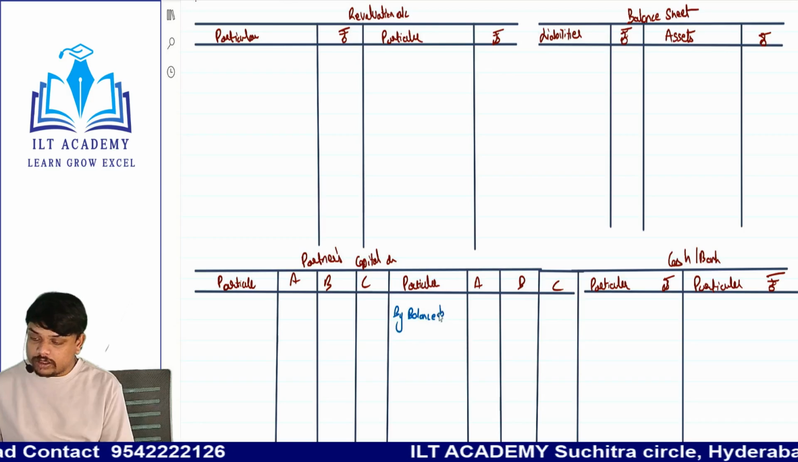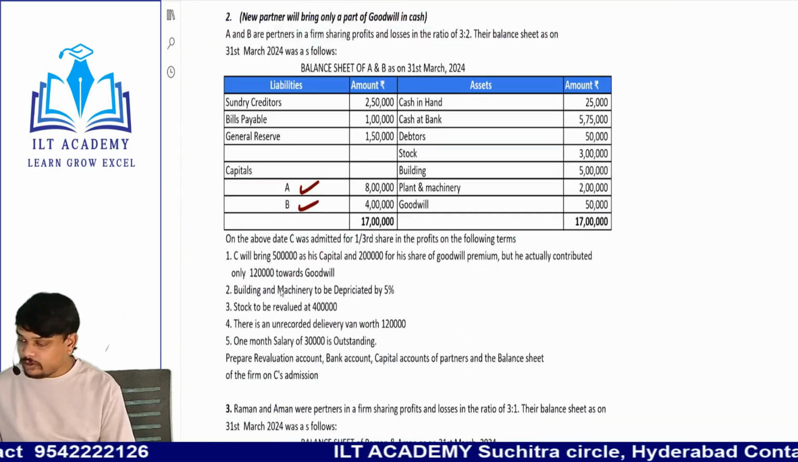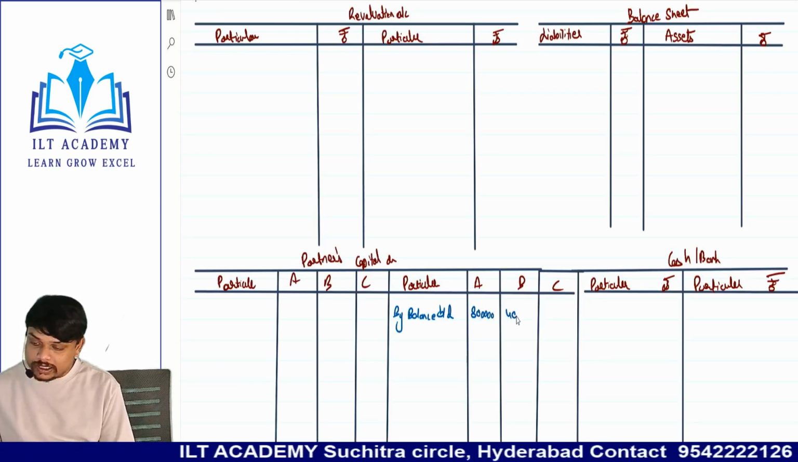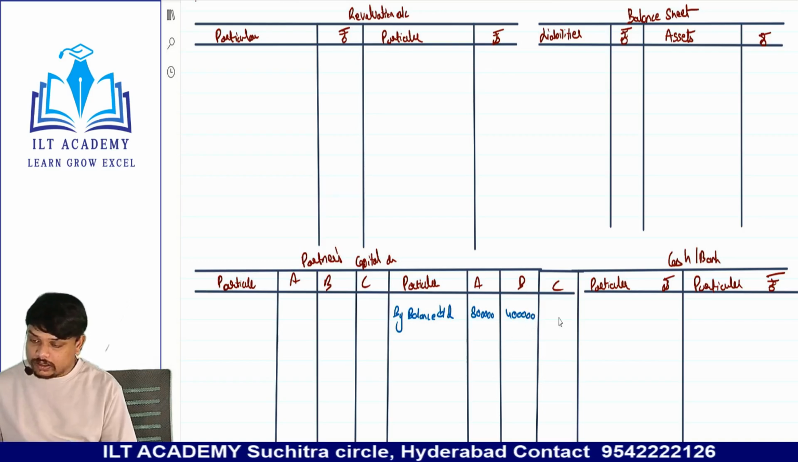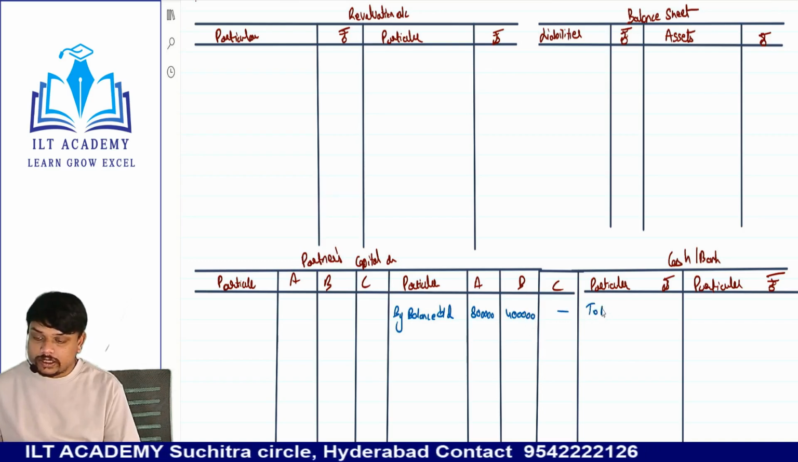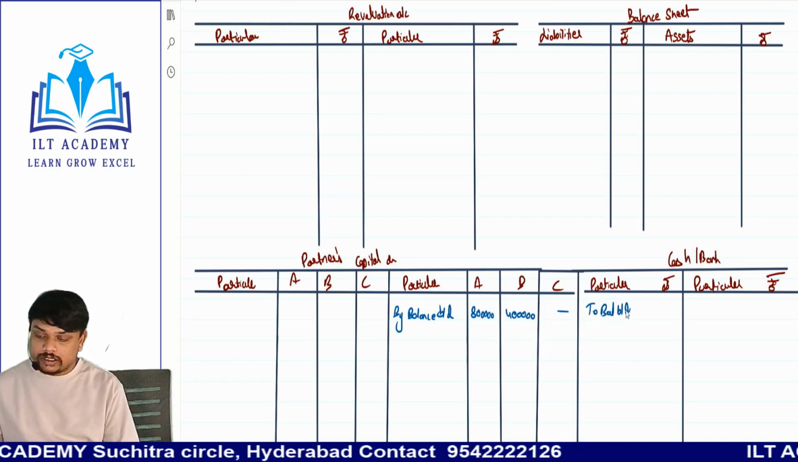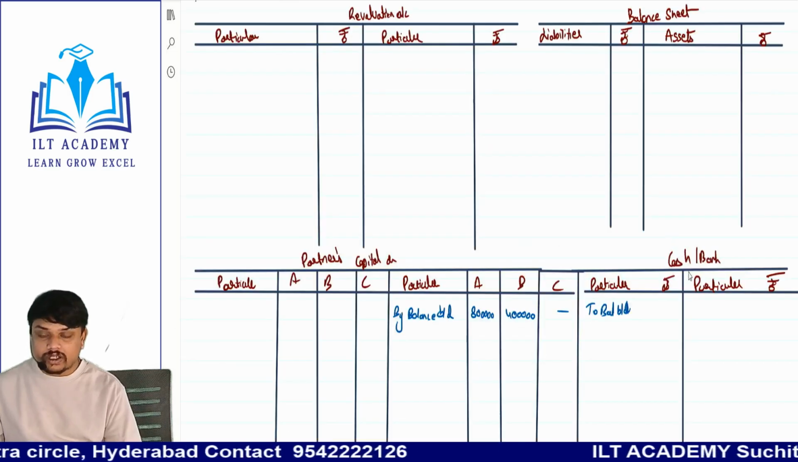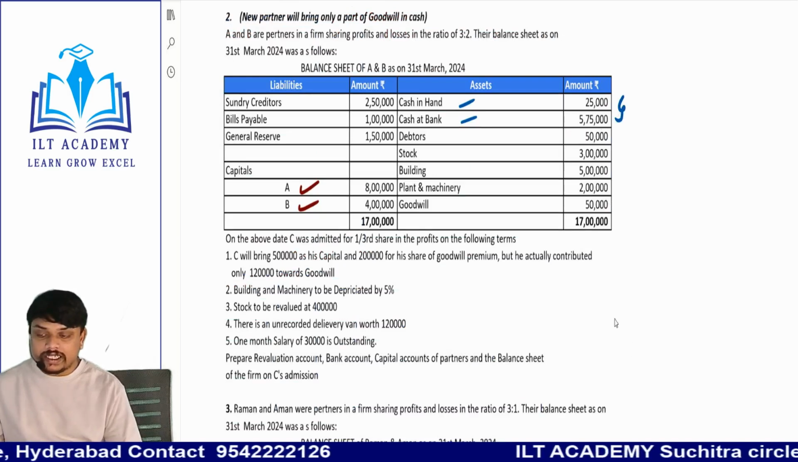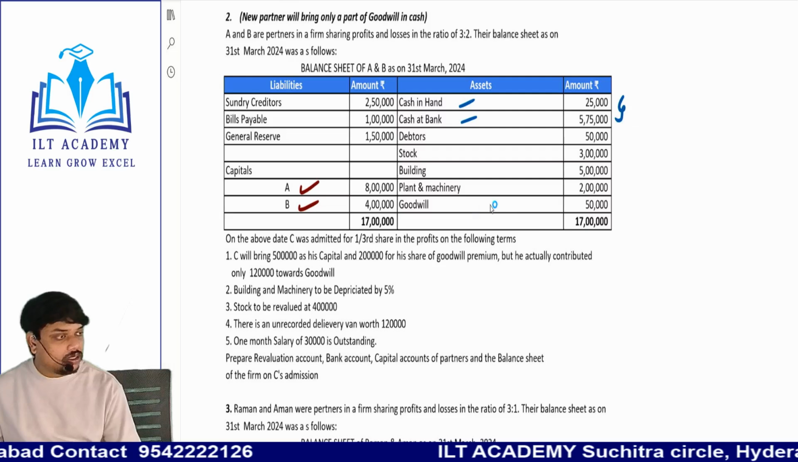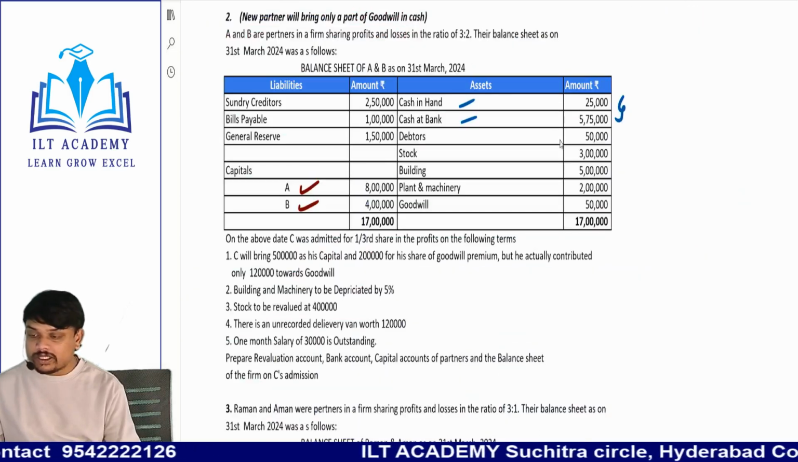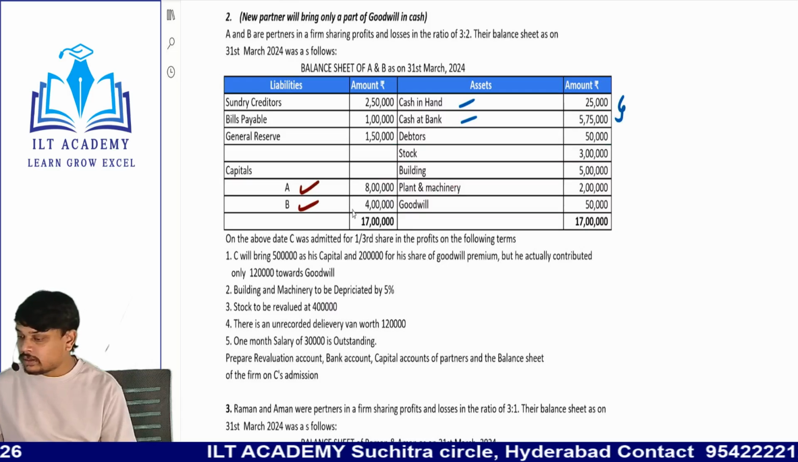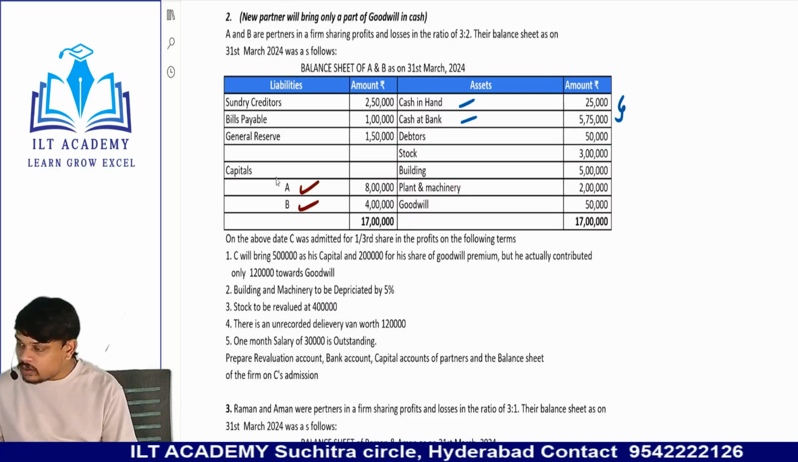Balance brought down, that is 8 lakhs and 4 lakhs, and cash account balance. When you have cash in hand and cash in bank, I am preparing a cash and bank account. I can add both the balances and write, or else you can take only the bank account to record. 5,75,000 plus 25,000, 6 lakhs. Done. Now we need to check for reserves.